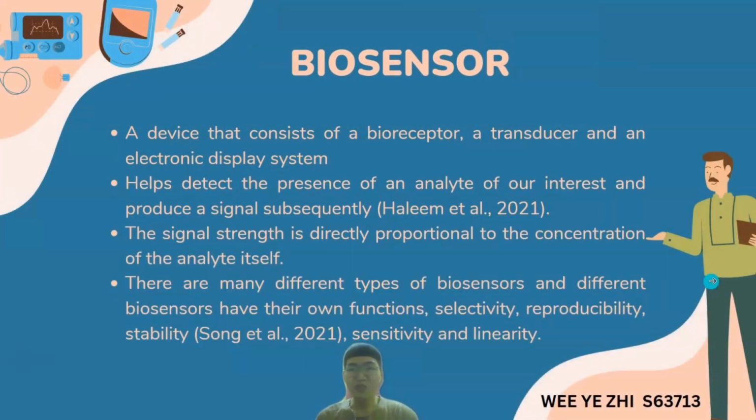What exactly are biosensors? A biosensor is a device that consists of three parts, namely a bioreceptor, a transducer, and an electronic display system. Once the analyte gets detected by the bioreceptor itself, the biosensor is going to generate a signal, where in this case, the strength of the signal is directly proportional to the concentration of the analyte itself. One thing to bear in mind is that there are many different types of biosensors, and different biosensors have their own functionality, selectivity, reproducibility, stability, sensitivity, and linearity.